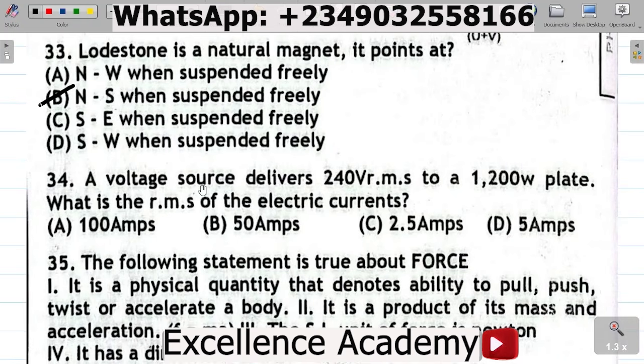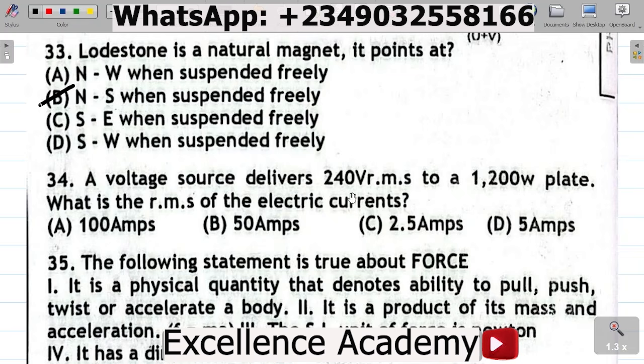34 says a voltage source delivers 240 volts RMS, that's root mean square, to a 1200 watt plate. What is the RMS of the electric current? A, 100 amperes, B, 50 amperes, C, 2.5 amperes, D, 5 amperes. So how do we solve this question?